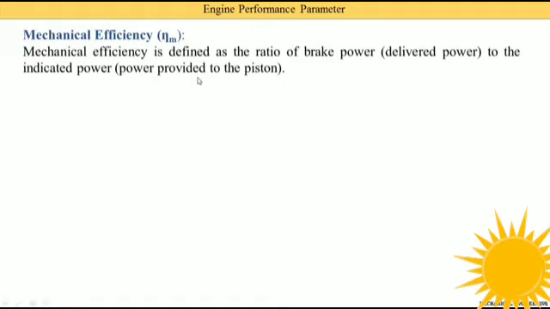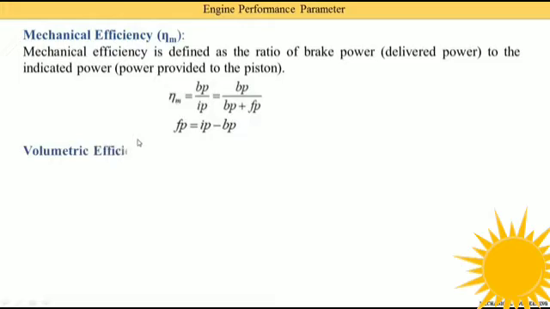The brake power is the power available at the output shaft, and indicated power is the power produced actually by the engine. Now mechanical efficiency is equal to brake power divided by indicated power, and the indicated power is the summation of brake power and friction power. Now friction power is equal to indicated power minus brake power.